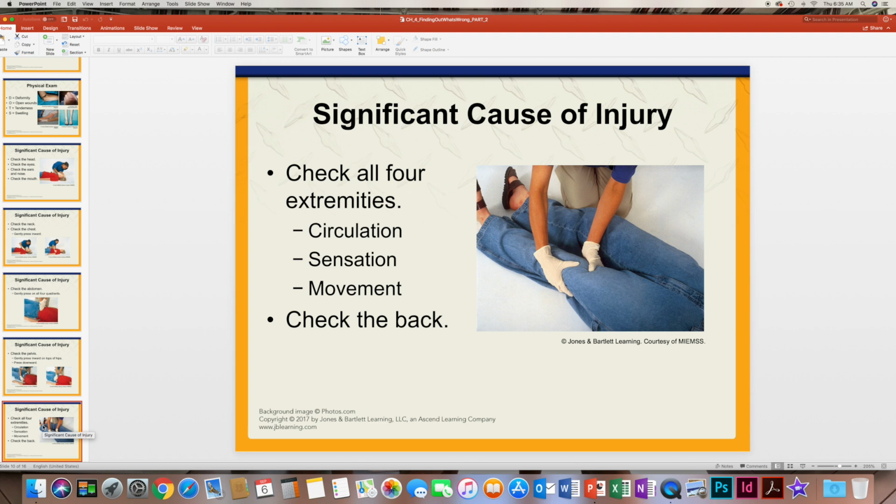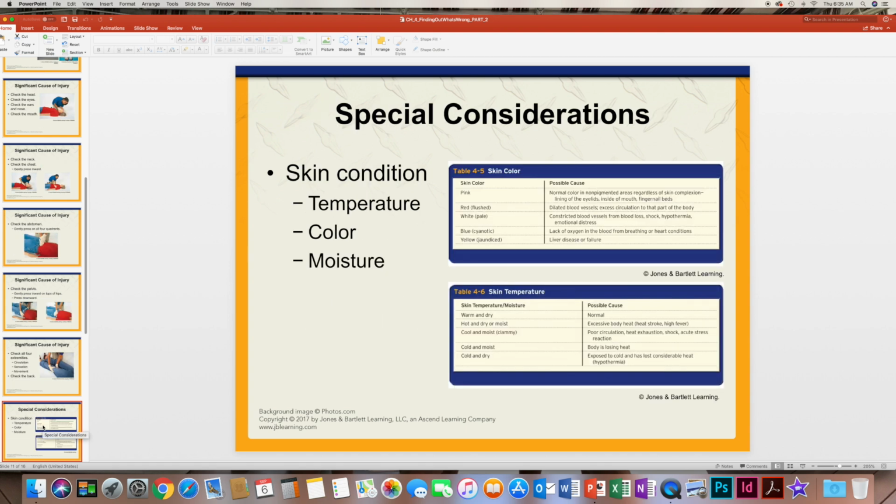Check all four extremities, arms and legs. Check for circulation. Is there any sensation or movement? And check the back. What you're looking for with the skin is to understand what is the condition of the skin based on the temperature of the skin, the color, and the moisture.